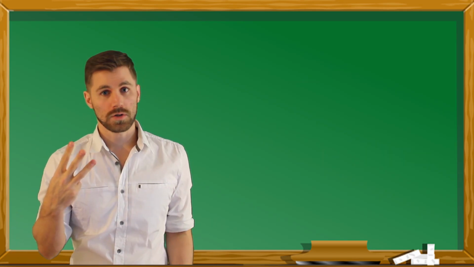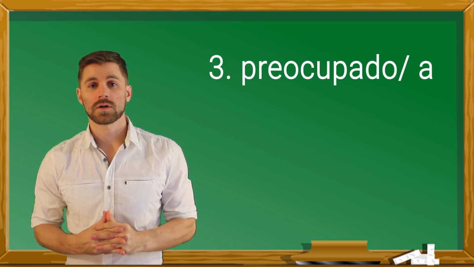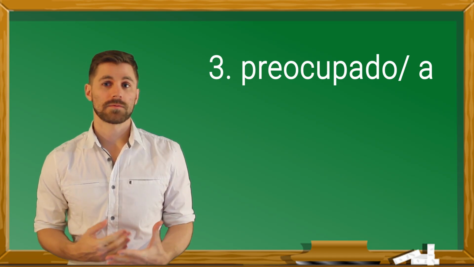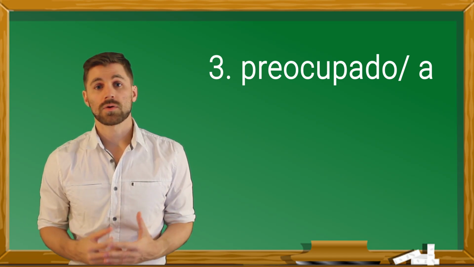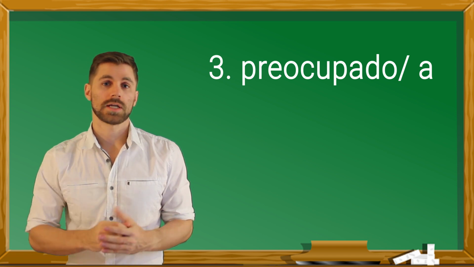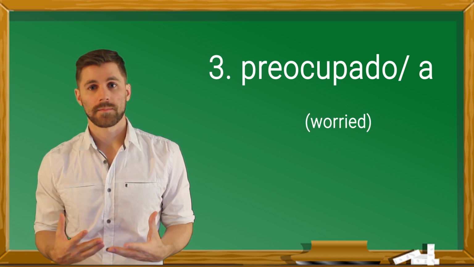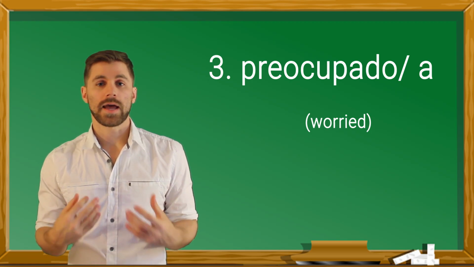Our third emotion is preocupado. If you're a girl, you say preocupada. There are many emotions and feelings that end with an O. In those cases, if you're a girl, the O changes to an A. Preocupado means worried. It's when you're thinking about things in the future very anxiously.